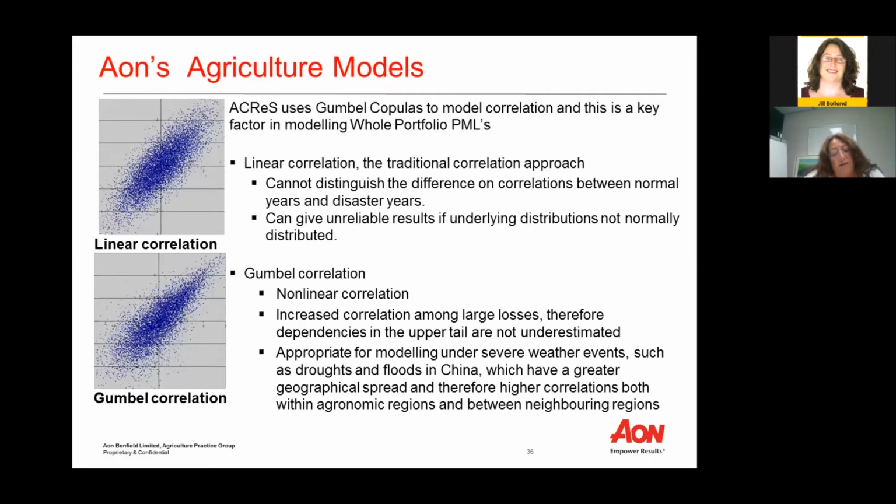So we now use Gumbel correlation, which is basically where the correlation between the distributions that we're correlating increases as the extremity of our events, or the extremity of our yield losses, increases as well.